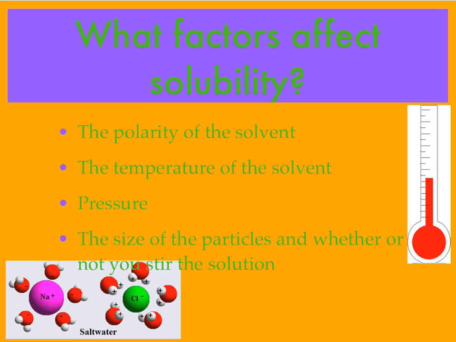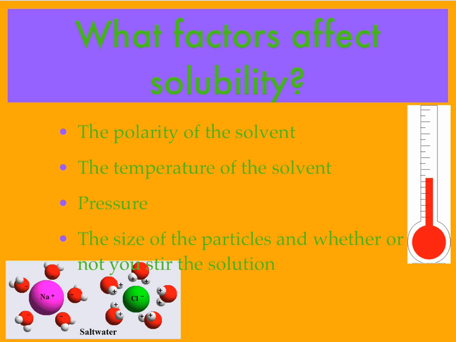When the temperature gets higher for a solid, the solubility gets higher. For example, sugar will dissolve more easily in a hot liquid than in a cold liquid. But for gases, at a higher temperature, the solubility goes down. For example, soda goes flat when warm.